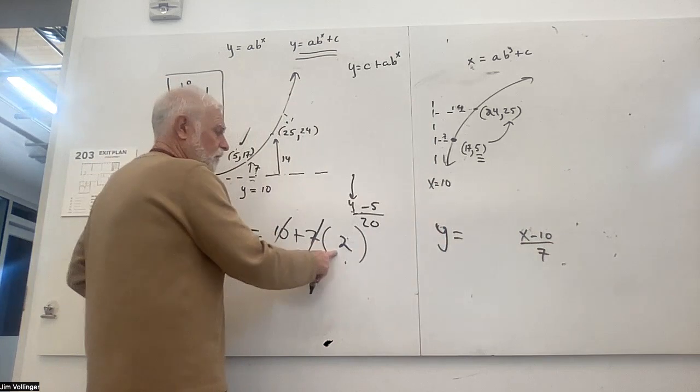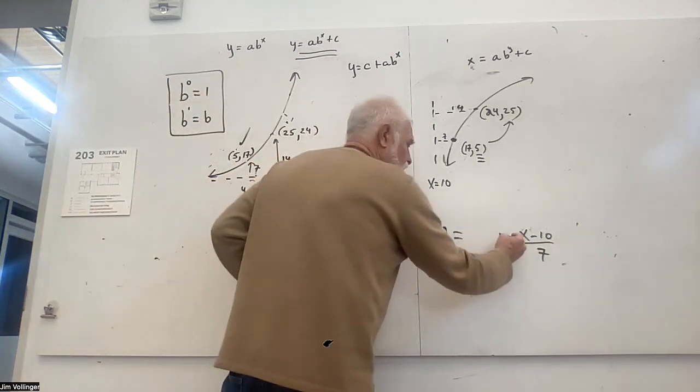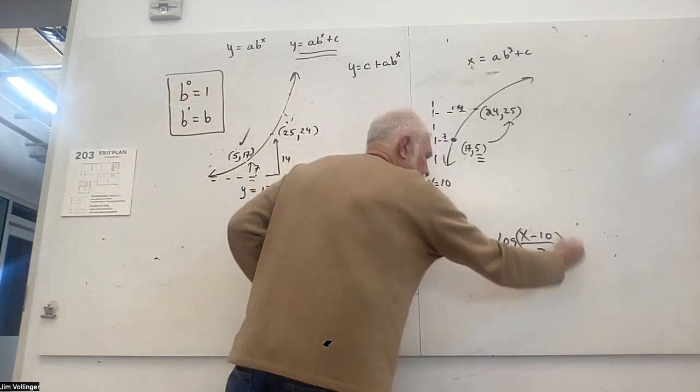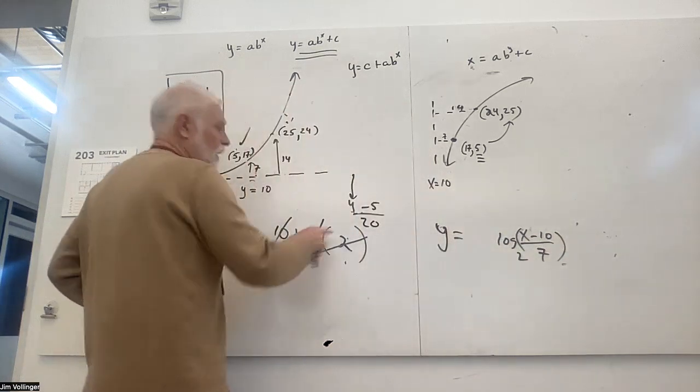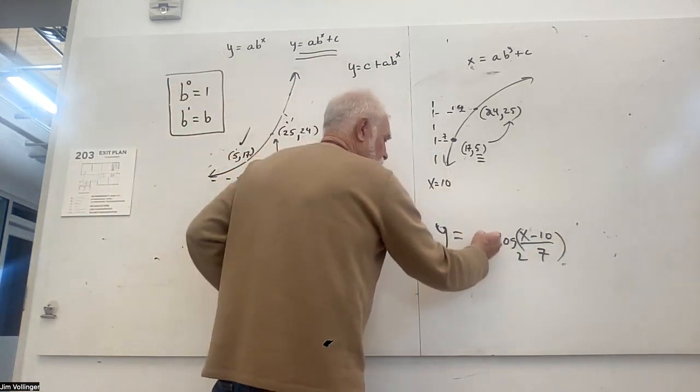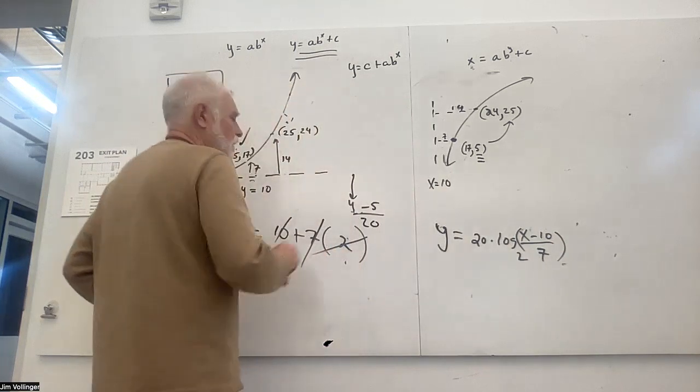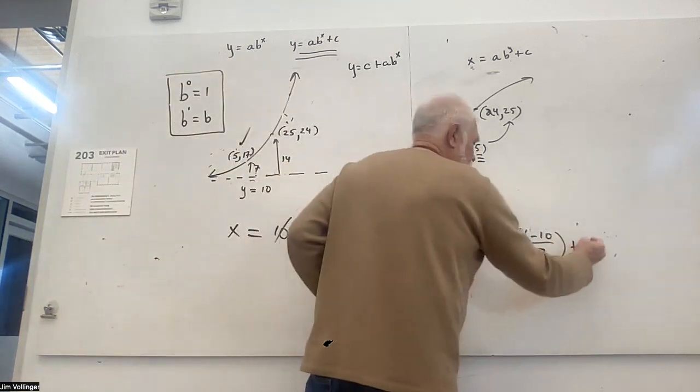Boom. The inverse of 2 to the x is log base 2 of x. So that's a log base 2 problem. Boom. I'm going to multiply by 20. I'll put a little dot there for you. And then I'm going to add 5. That's what I had a second ago.